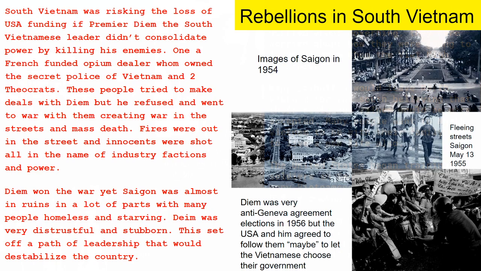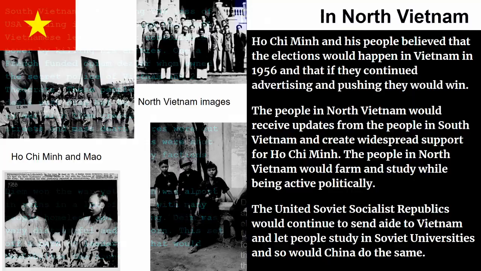He was a hardcore Catholicist, and he was very anti-drugs. So they went to war. In the end, he won, but the capital city of South Vietnam, Saigon, was in absolute ruins, and many innocents were killed out in the streets. So yeah, factions were warring, yet Diem consolidated power and the U.S. funding resumed, yet many homeless people were in the streets, and starvation was quite common in South Vietnam. Diem also became very distrustful and stubborn. This set off a path of leadership that would destabilize the nation.